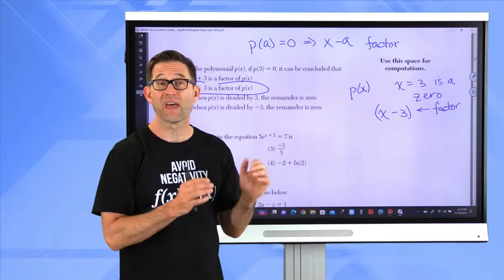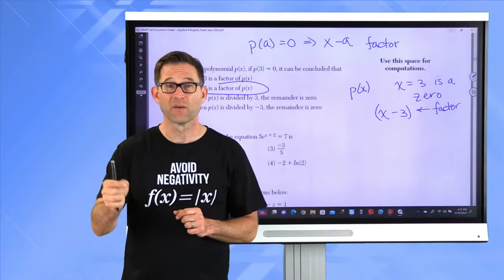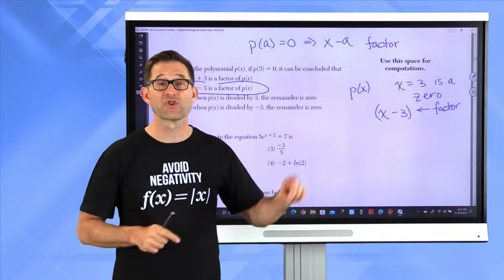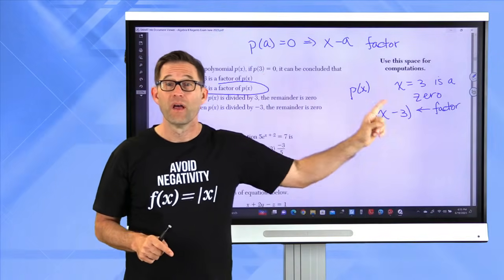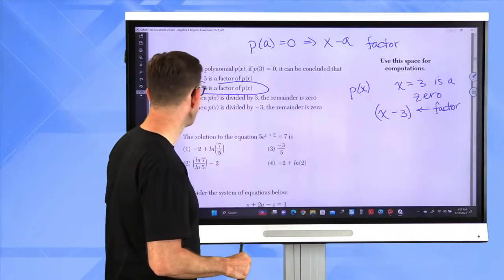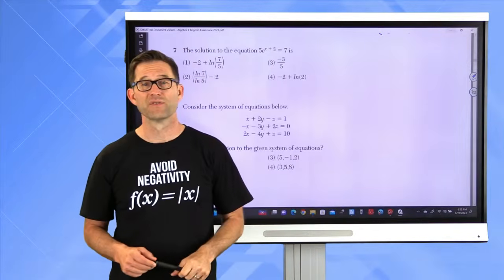Or if the factor is x plus 7, x equals -7 is a 0. Here, we're kind of working that relationship in the opposite direction. If we know the 0, then we should be able to produce the factor.